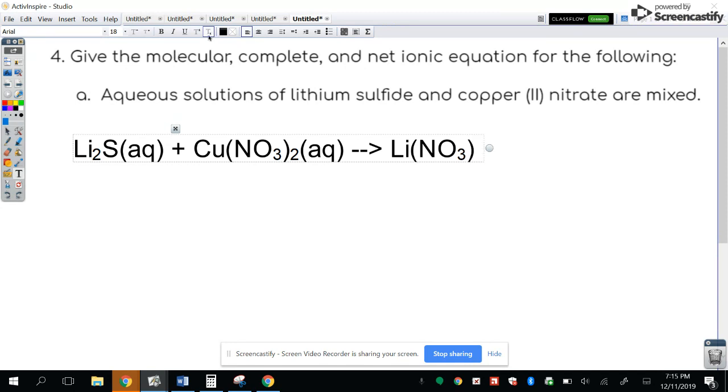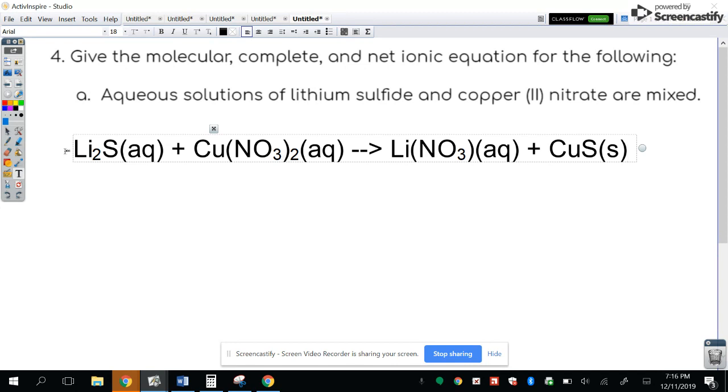So lithium is +1, nitrate's -1, so I just put them together. And that's going to be aqueous, because anything with nitrate is aqueous. Plus copper 2 with sulfur, and copper is +2, sulfur is -2, so it's just going to be CuS, and that is going to be insoluble, so I put solid.